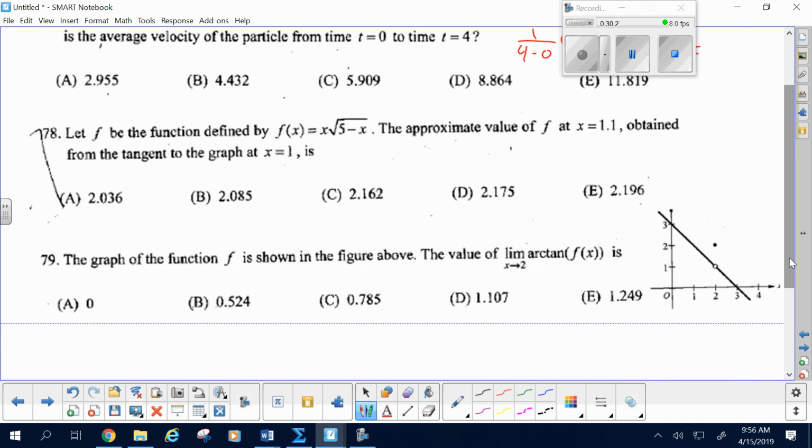Anytime you do a tangent line, you first make the tangent line and then you make your approximation. The tangent line requires a point and a slope, which uses the derivative at the point, and then you write point-slope. After you do that, then you put 1.1 into your tangent line equation to get the estimate. Okay?